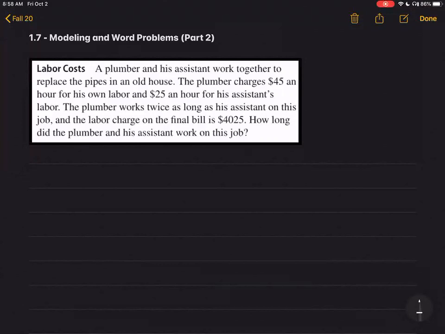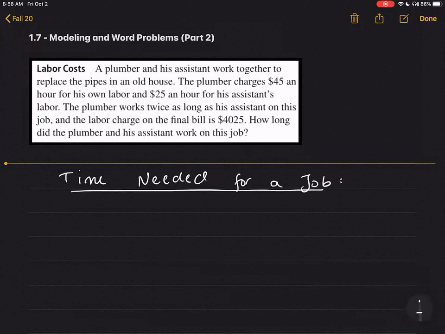So this one right here is time needed for a job. The problem we have here is a plumber and his assistant work together to replace the pipes in an old house. The plumber charges $45 an hour for his labor and $25 an hour for his assistant's labor. We know that the plumber works twice as long as his assistant on this job, and the labor charge on the final bill is $4,025. How long did the plumber and his assistant work on the job?